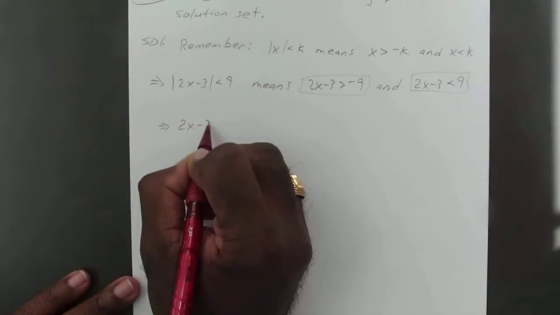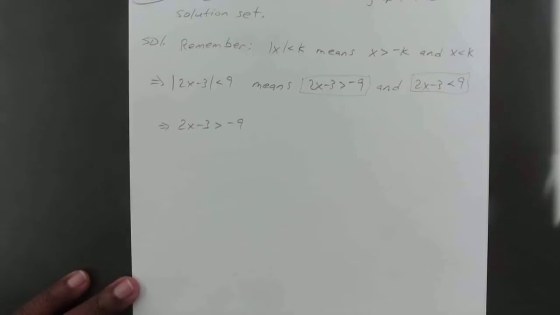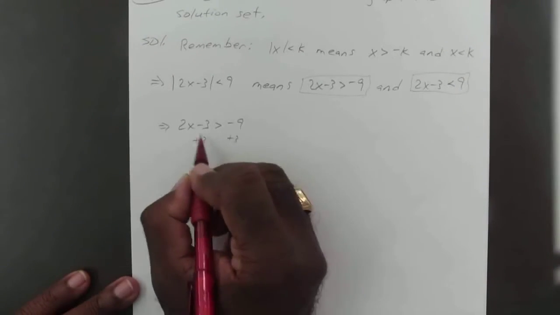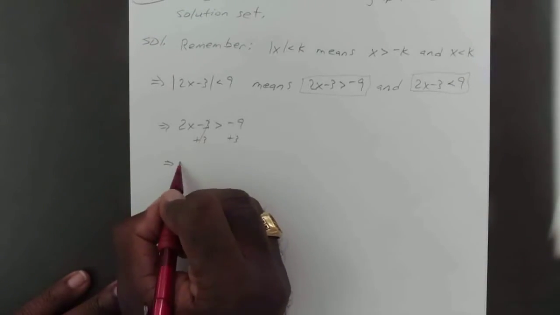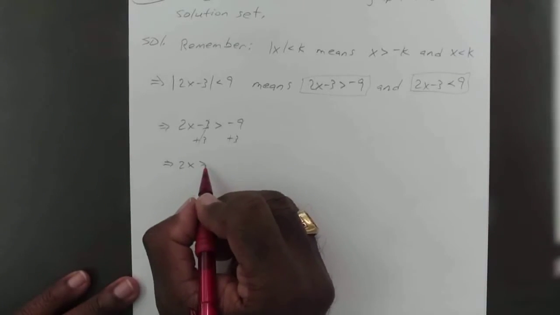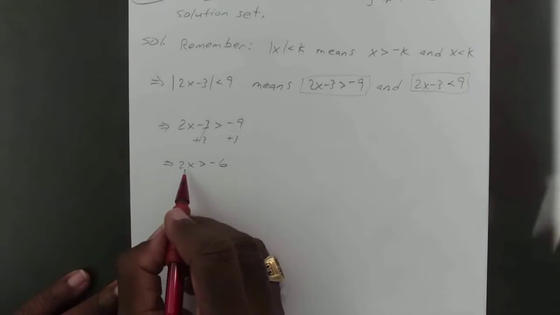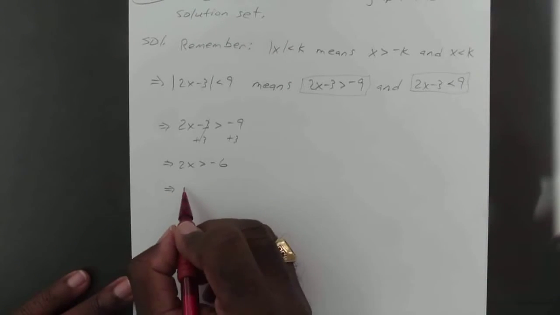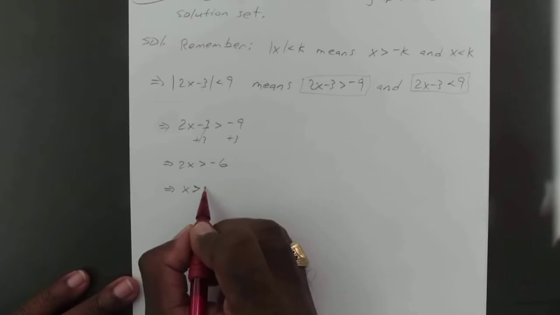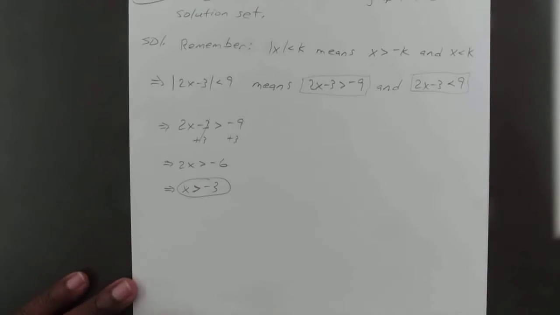Okay, so 2x minus 3 is greater than negative 9. Just add 3 to both sides. So you have 2x is greater than negative 9 plus 3, which is negative 6. Divide both sides by 2. x is greater than negative 3. Okay, so you don't have to flip the sign because you didn't divide by a negative. You only have to flip the sign if you divide or multiply by a negative number. All right.